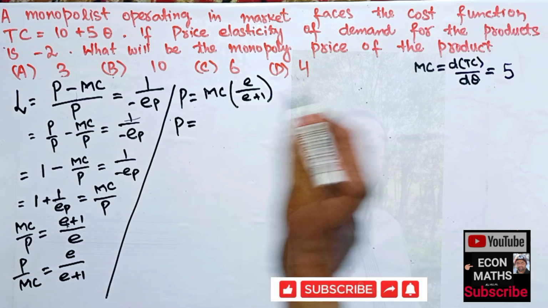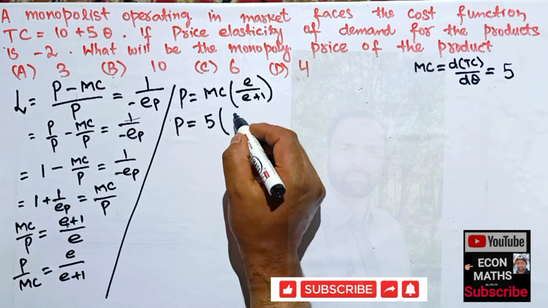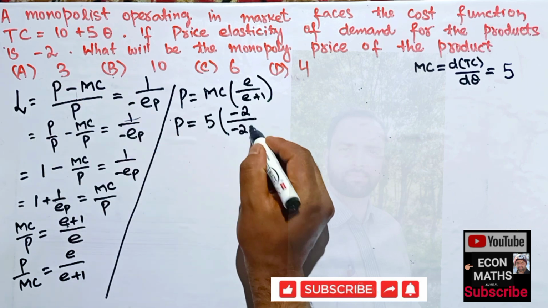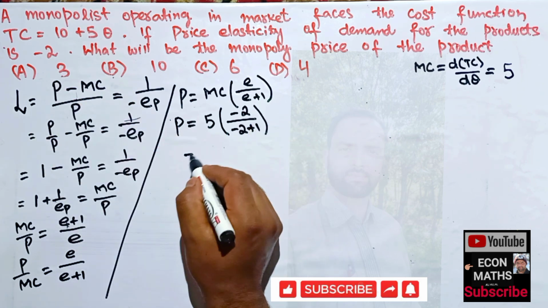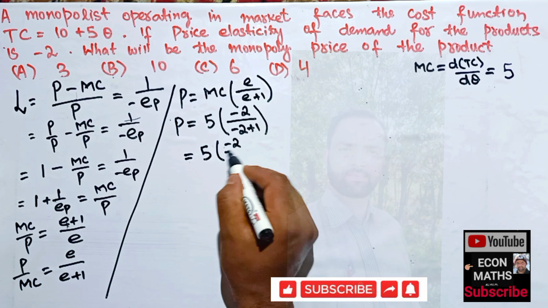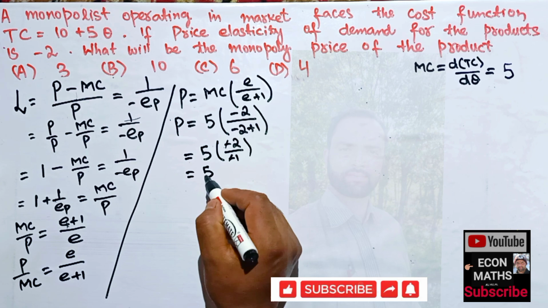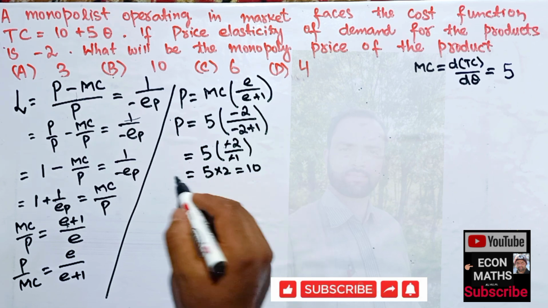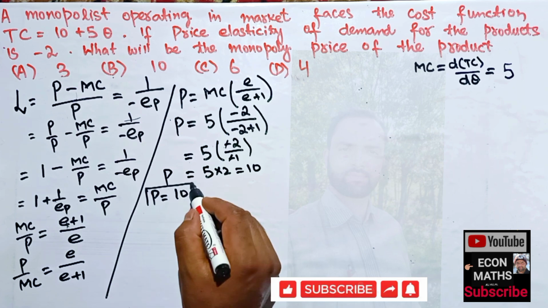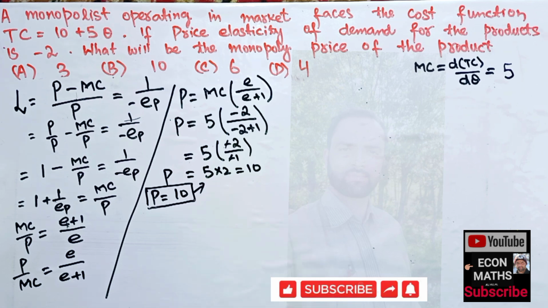So the monopoly price, that is, the price that the monopolist should charge, would be equal to the marginal cost, which is 5, times the elasticity of demand, which is -2, divided by -2 + 1. Solving, this comes out to 5 times -2, and -2 + 1 is -1. The minus signs cancel, and we are left with 5 into 2, which is equal to 10. So the price that the monopolist should charge, as a profit maximizing rule, would be 10.